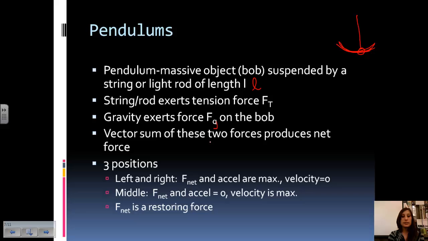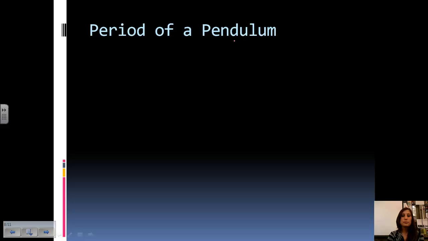We can have three different positions for a pendulum. The first two positions are the left and right, the maximum to the left and the maximum to the right that the pendulum has been taken, depending on how high you pull it up. Here, F net and acceleration are maximum, and velocity is 0. At the middle of its motion, F net and acceleration are 0, and velocity is maximum. That F net is a restoring force that puts it back at equilibrium.